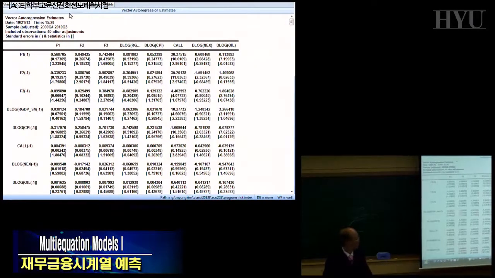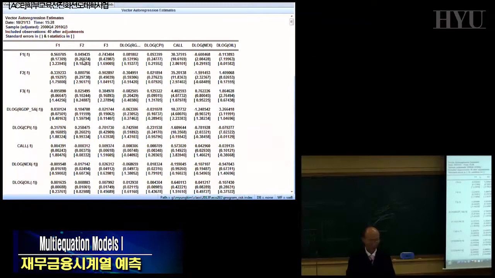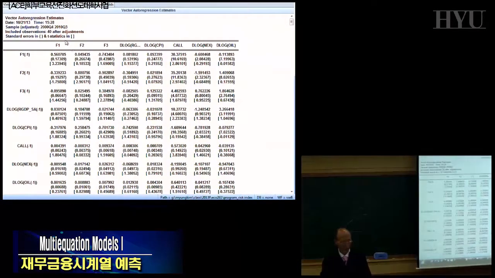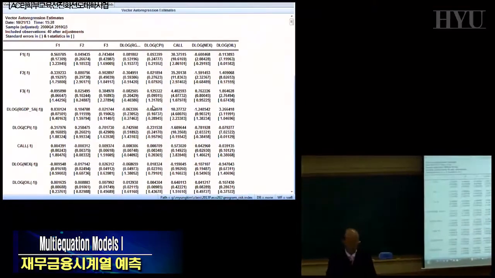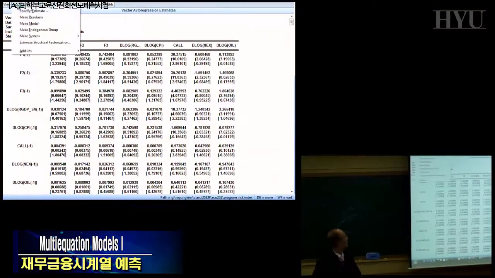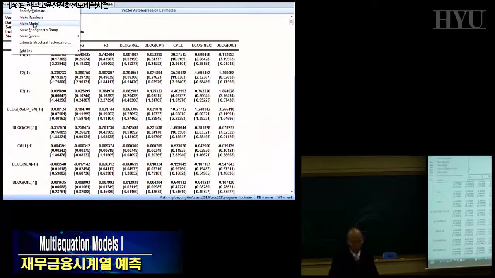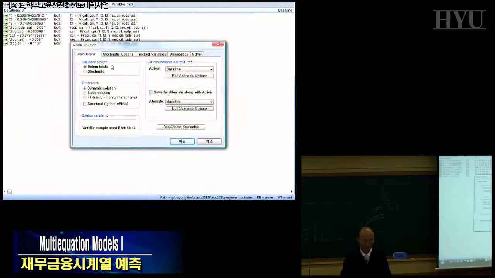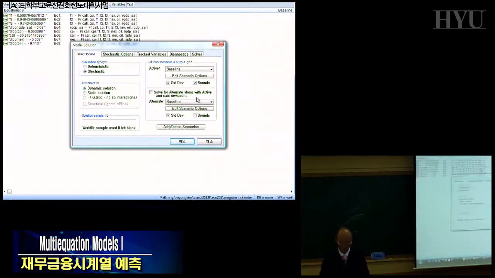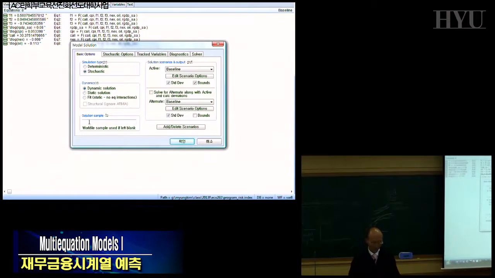Okay. So forecasting, the procedure for that is basically the same. When you estimate this one, and if you determine this is your final model, the best fitting model, then choose Proc and Make Model. Here we have many equations, right? Many equations. And we'll solve this in a stochastic way. And we'll put upper and lower bounds.